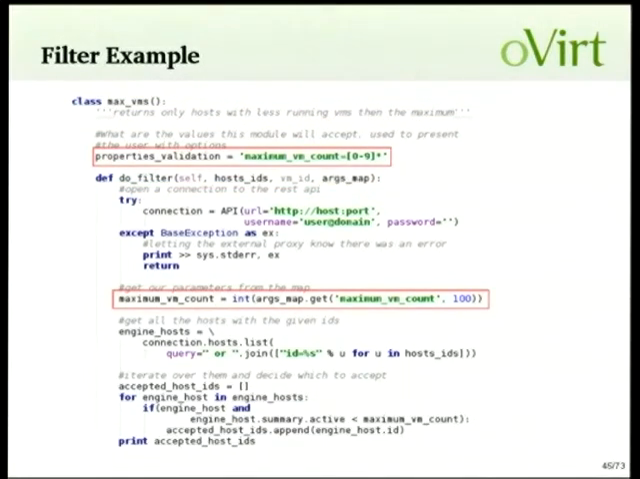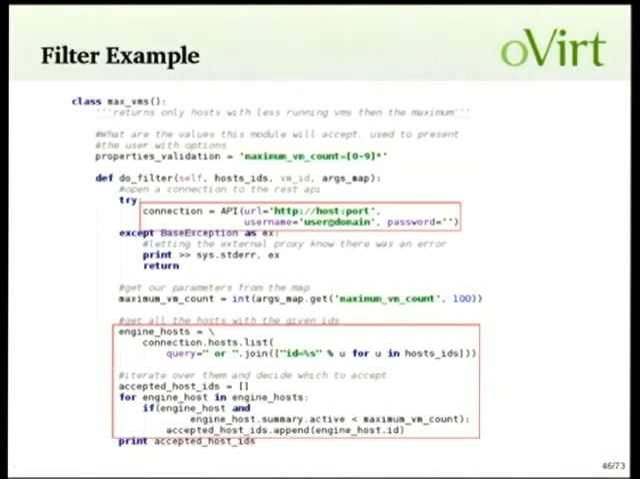And then these properties, we can define some validation on them. So in this case, maximum VM count is a property that is a number. And in the code, we get the property from the map, if it exists. If it doesn't, there's some default value.